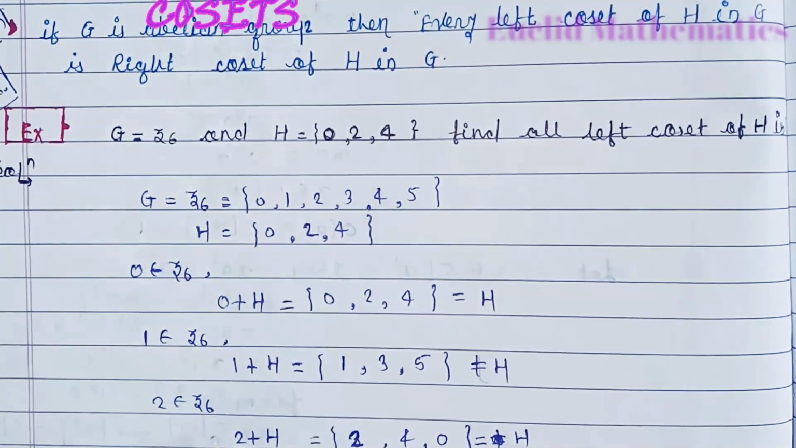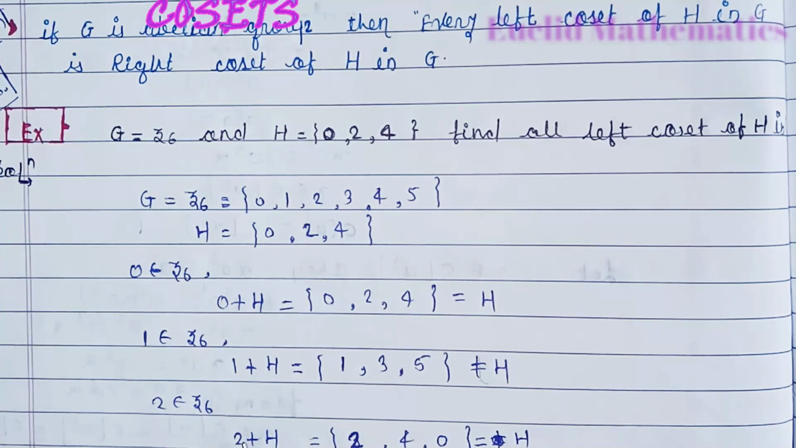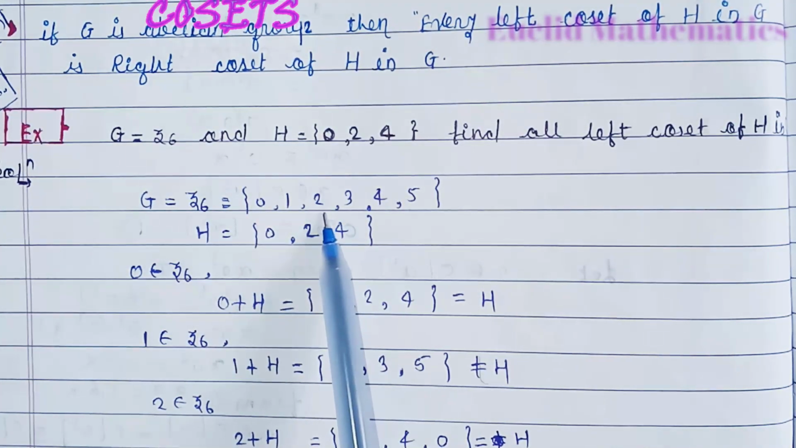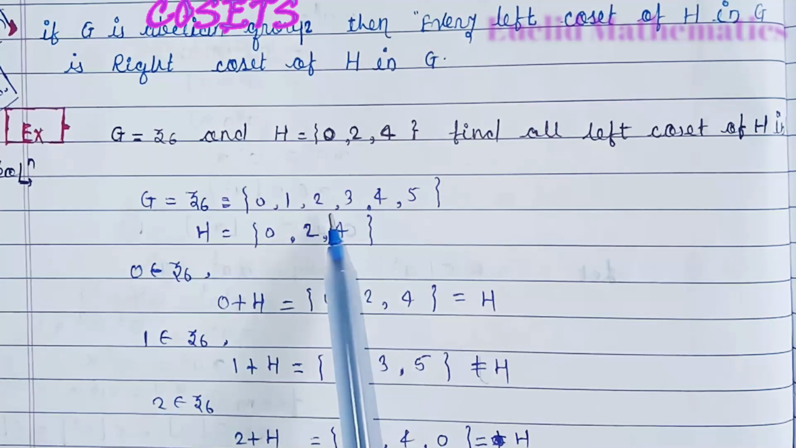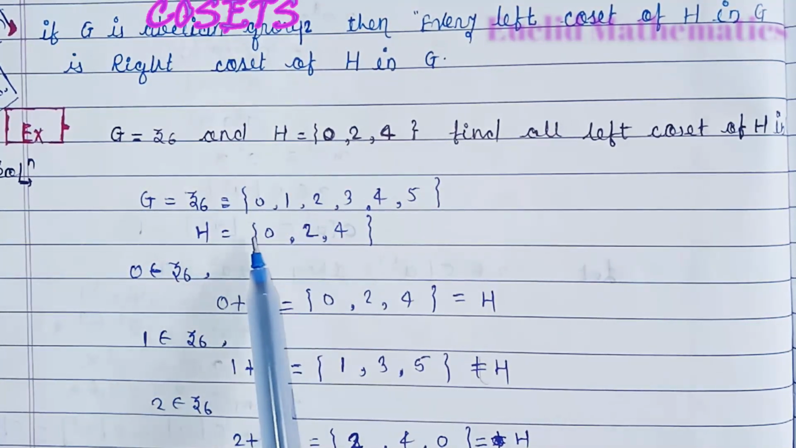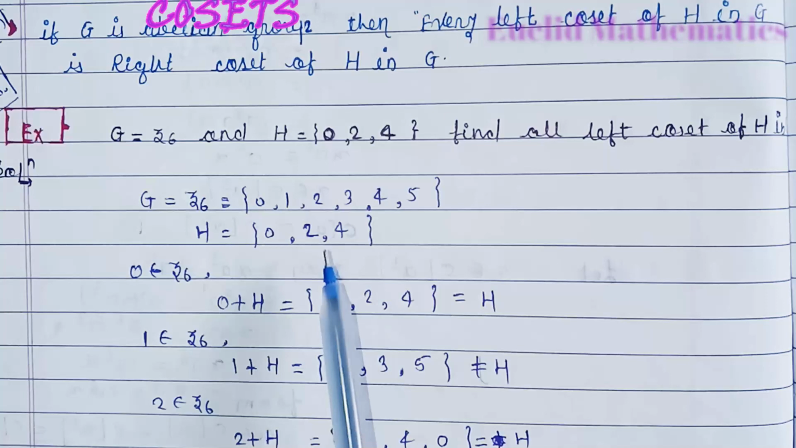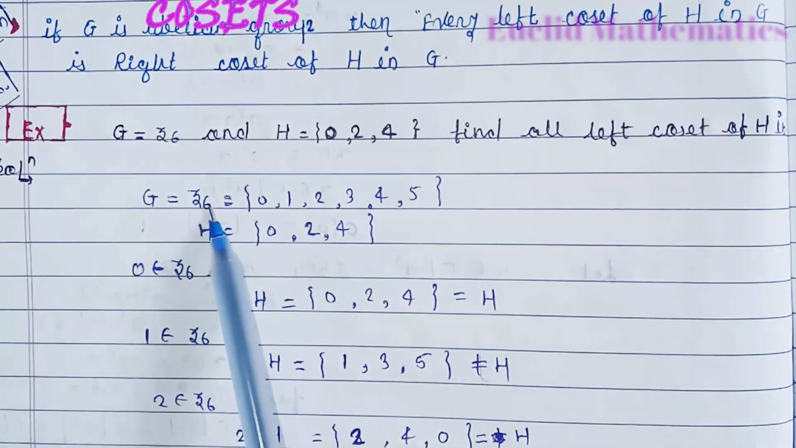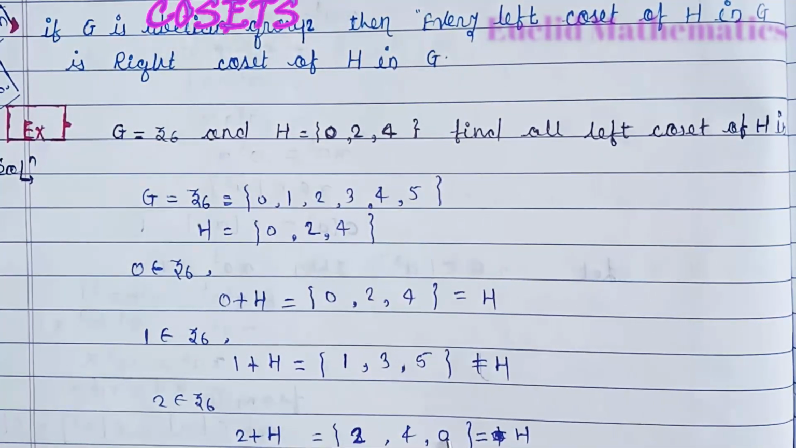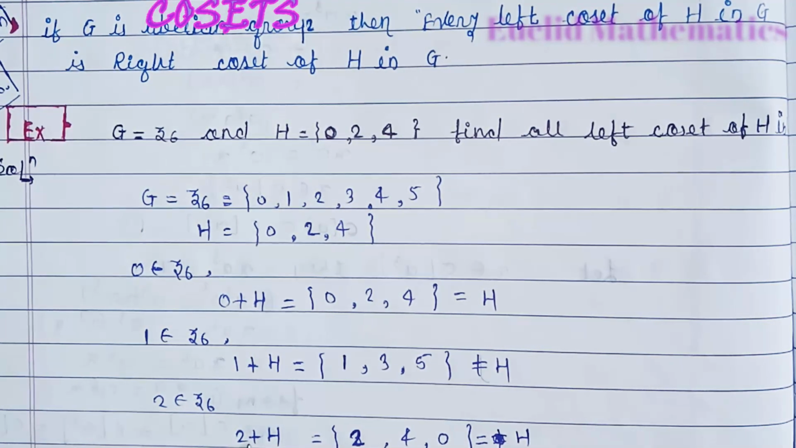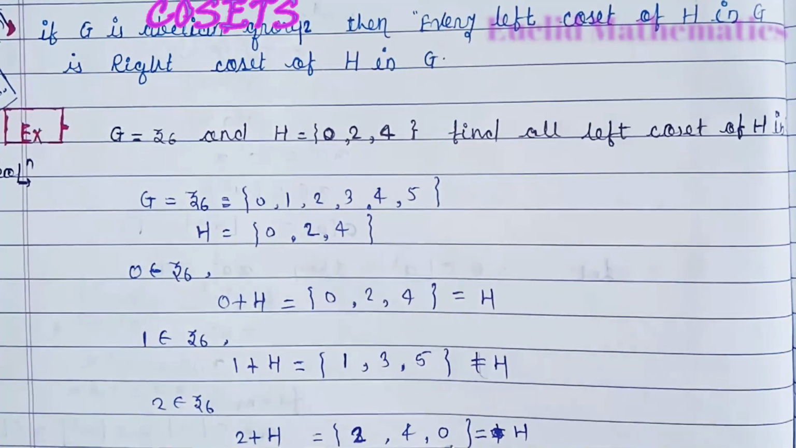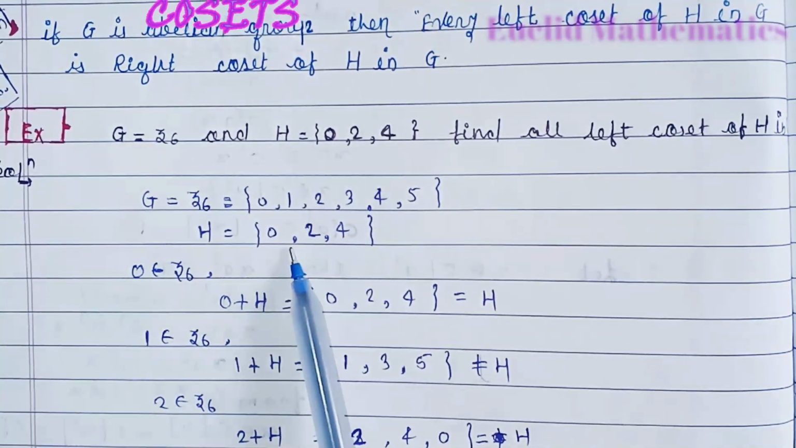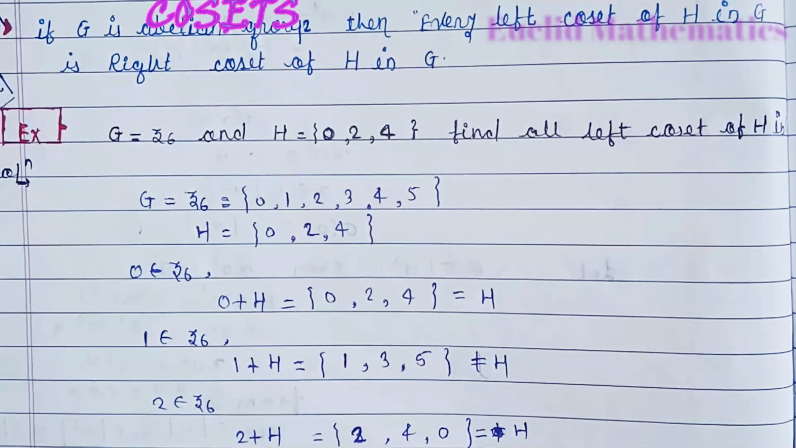Now let's move forward and find the next coset. 2 belongs to Z6. I consider the next element as 2, which is from Z6, and find 2 plus H. 2 plus 0 is 2, 2 plus 2 is 4, and 2 plus 4 is 6. But we are looking under Z6, and under Z6, 6 means 0 because it is an additive group. I got the next coset 2 plus H as 2, 4, 0, which is equal to our subgroup. This one is the next coset.